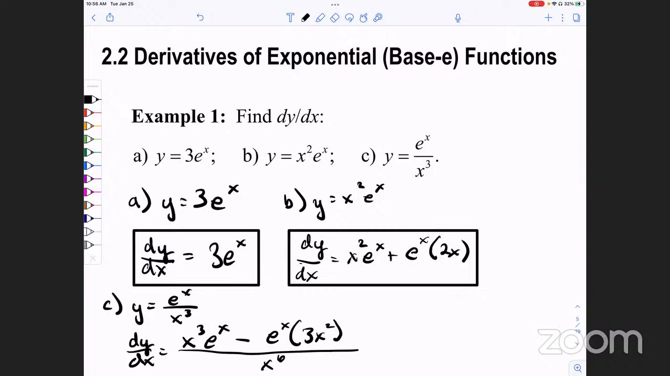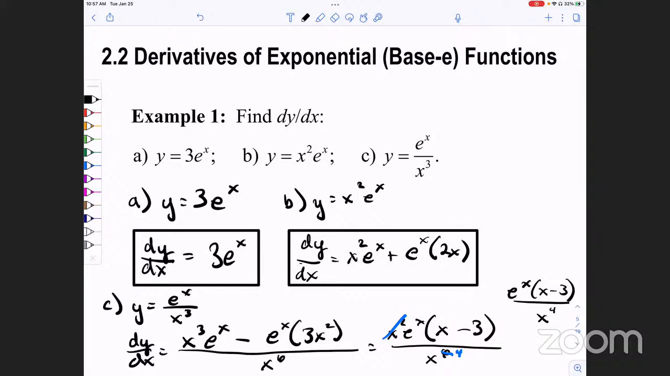Okay, we could factor out that e to the x. I don't think anything cancels. We can factor out an x squared e to the x from both terms, right? If we factor out x squared e to the x, the first one leaves us with x. The second one leaves us with a 3. And then this x squared turns this 6 into a 4. So then ultimately we get e to the x times (x minus 3) over x to the power 4.